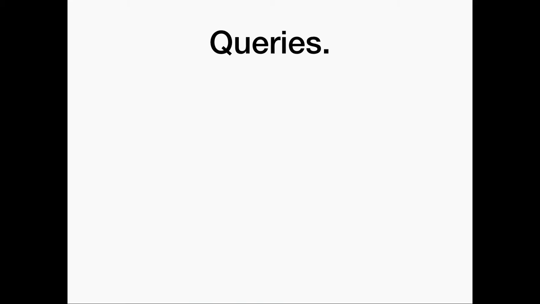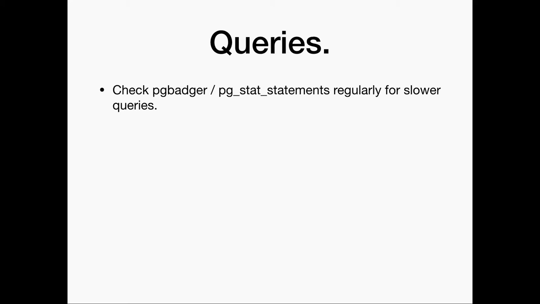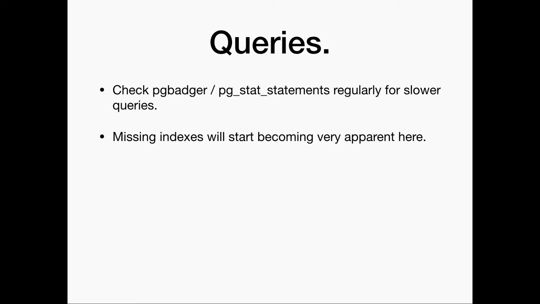So this is also the point where queries are starting to become problematic. Definitely check PG Badger and pg_stat_statements regularly for slower queries. The queries you thought might be slow are not. Sometimes these particular queries will pop out at you. This is the point where you're going to start really noticing missing indexes.